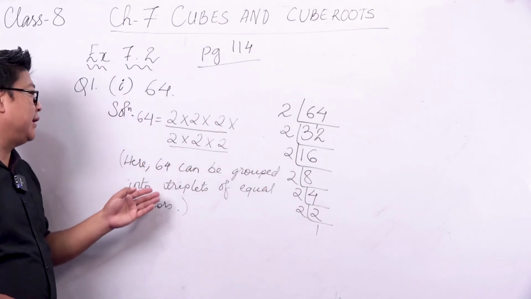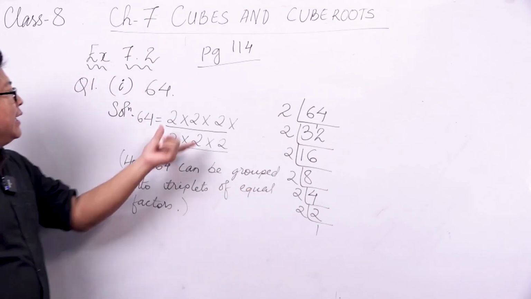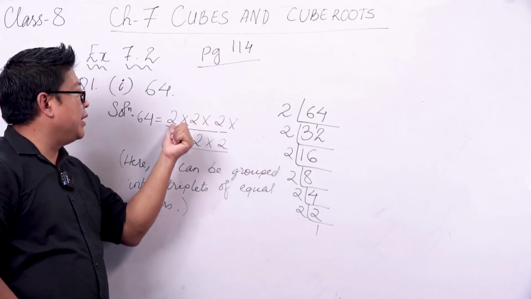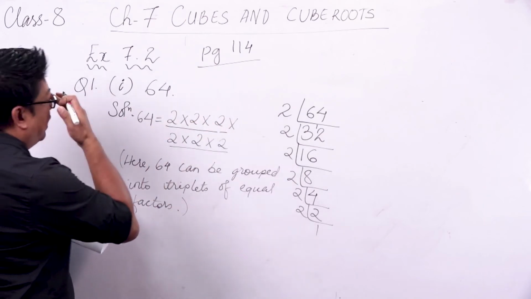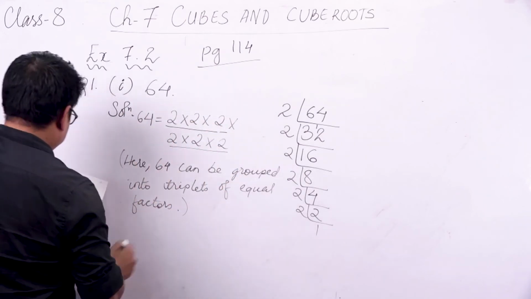This is just for your understanding. Here 64 can be grouped into triplets of equal factors, meaning into triplets, and all the numbers in the triplets should be the same. If it is 2 here, all 3 of them should be 2. And similarly, if it is 2 here, all of the 3 numbers will be 2.